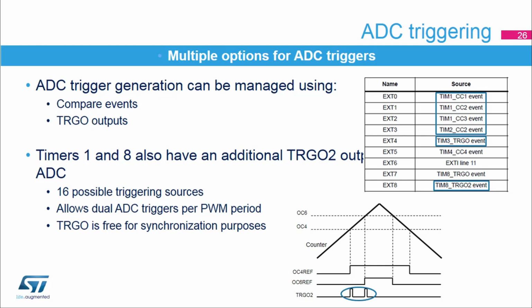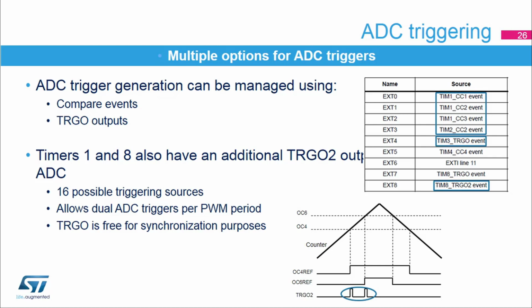The TRGO event can also be used on certain timers. This gives extra flexibility since the TRGO can be any of the compare events or timer internal control signals, such as register update, counter reset, or trigger input. On the other hand, this prevents the TRGO from being used for synchronization purposes. For this reason, timers 1 and 8 also have an additional TRGO2 output, fully devoted to ADC triggering.